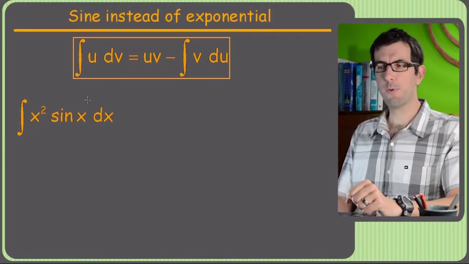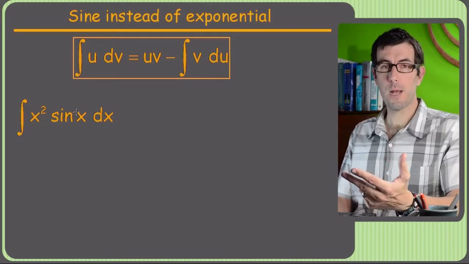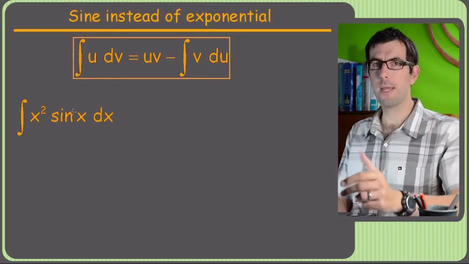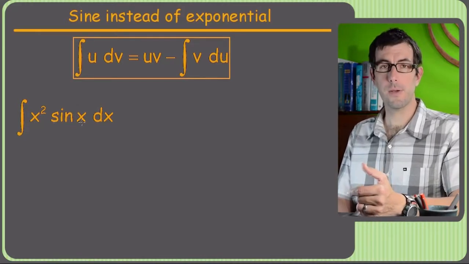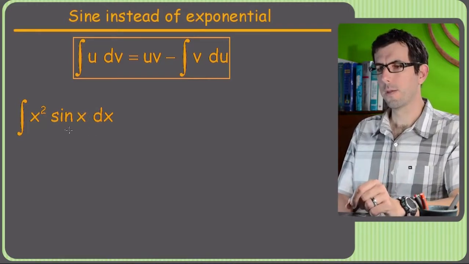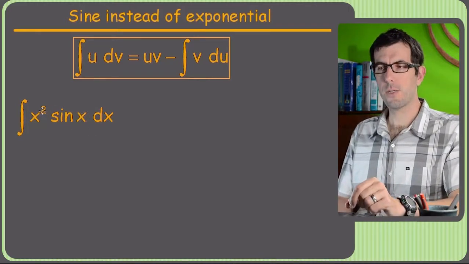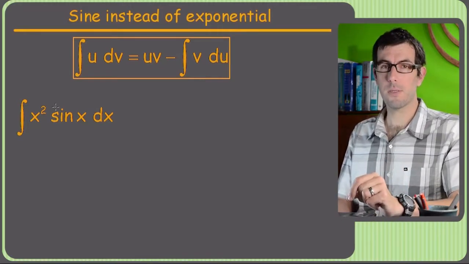All right, so what happens if we replace the e to the x with sine of x? These are basically the two problems where you really want to be thinking to yourself, oh man, I bet that's integration by parts. e to the x and then sine or cosine, or something where if you keep taking its derivative, it never goes away. So we've got an x squared, which if you're thinking like I'm thinking, probably means we have to do integration by parts twice.